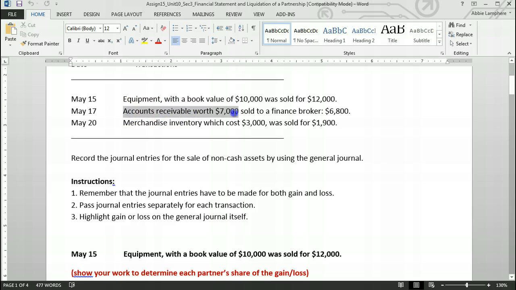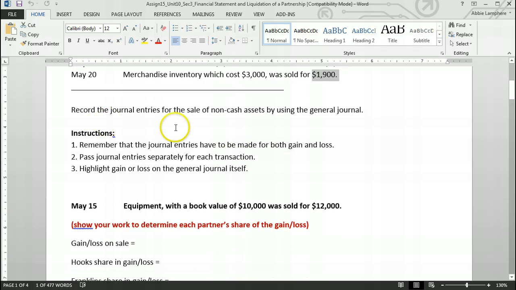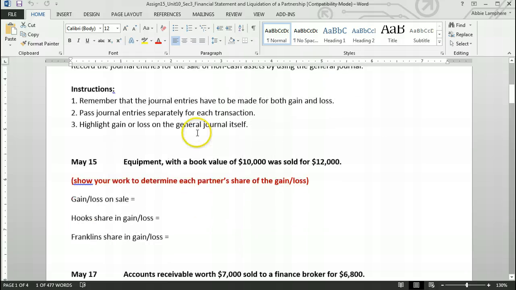Accounts receivable was worth $7,000 and they sold it to a broker for $6,800. So that shows us they have a loss. And on May 20th, their merchandise inventory, which cost $3,000, was sold for $1,900. So that's another loss. Record the journal entries for the sale of non-cash assets by using the general journal.